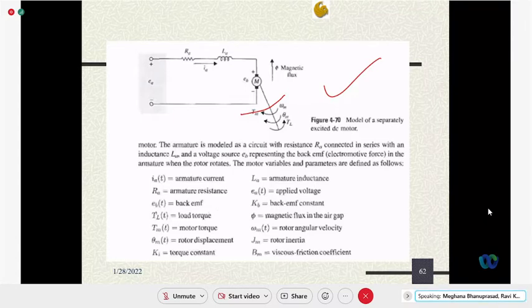So where is the friction coefficient? Is that all near the motor? Last one, sir. BM. Friction coefficient. BM. This one. Yes, sir. So this BM.